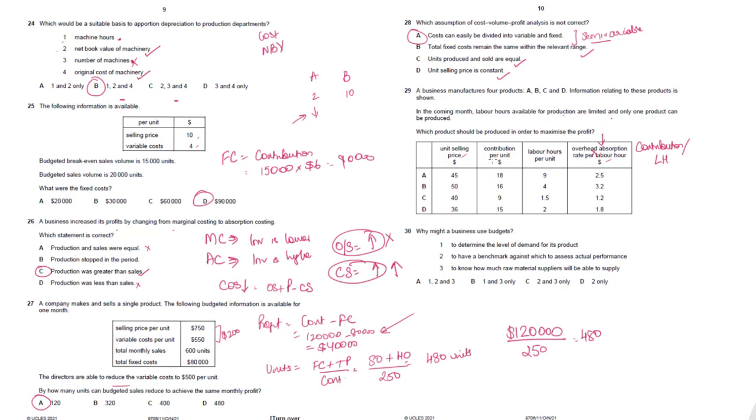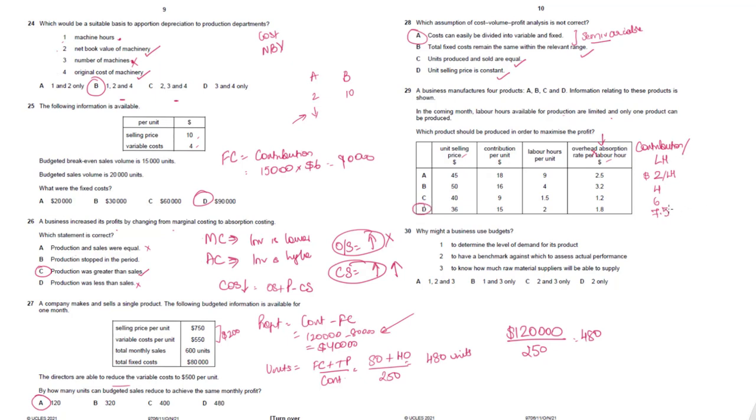So how will you do that? Contribution divided by labor hours. 18 divided by 9, 2. 2 means for every 1 hour worked by labor, this product will help the business generate a contribution of $2. So $2 per labor hour. Same way for B it is 4. For C it is 6. For D it is 7.5. So clearly D, because contribution per labor hour is highest for product D.